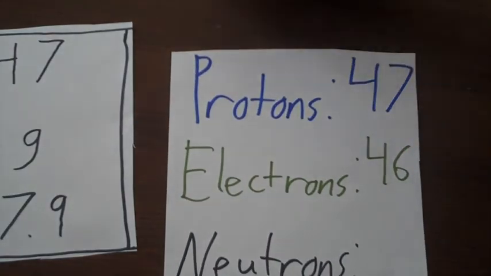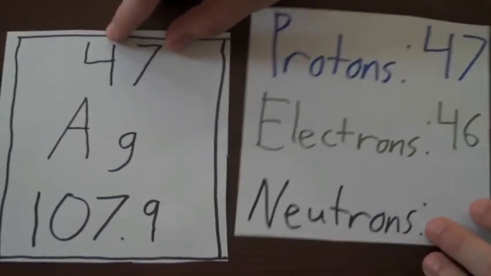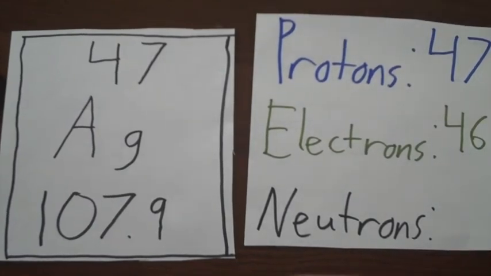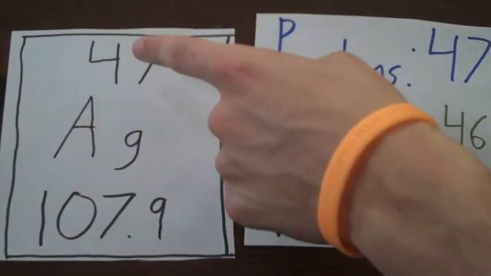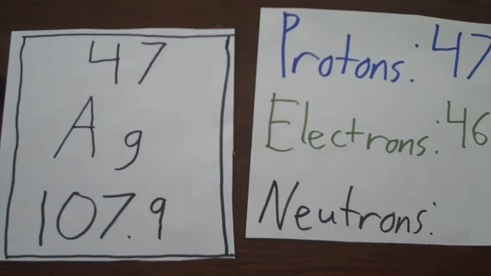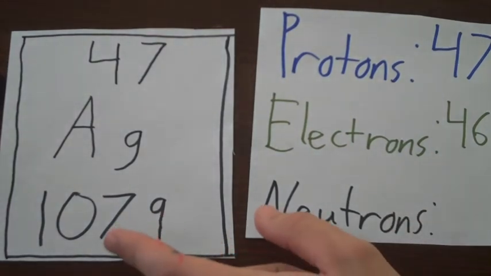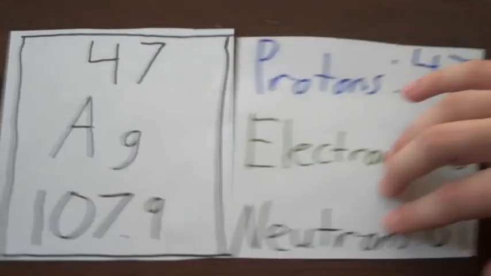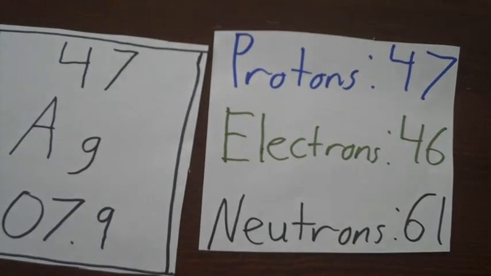To calculate the number of neutrons, we need our atomic mass number. Since it has a decimal, we will round. In this case, we will round up to 108. Protons and neutrons combined give us our weight, so to solve for neutrons, we will subtract protons from the weight. 108 minus 47 equals 61. So there are 61 neutrons in silver 1 plus to go along with the 46 electrons.